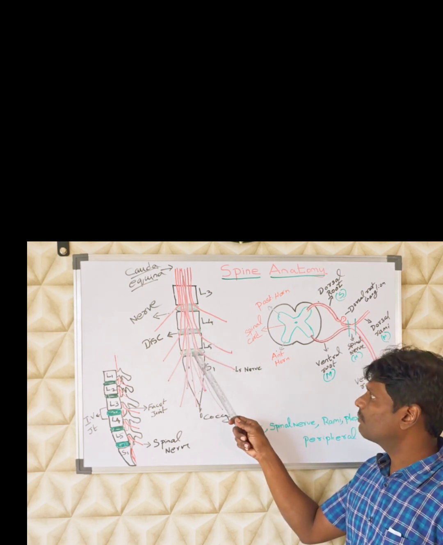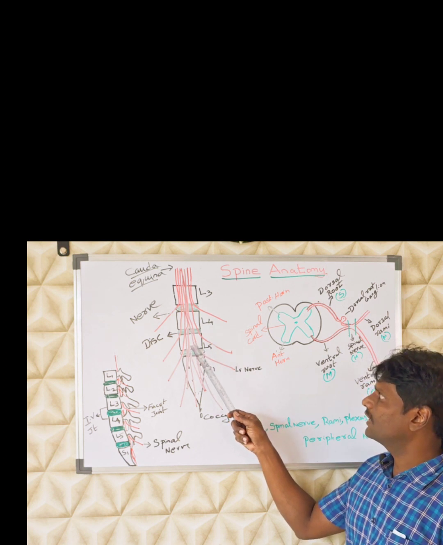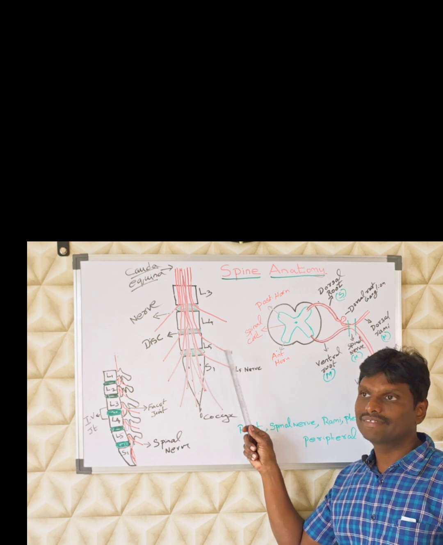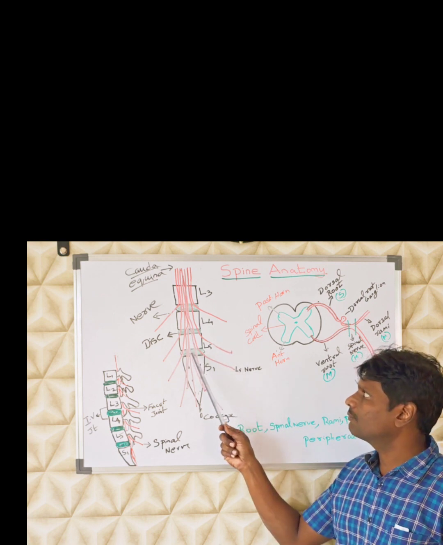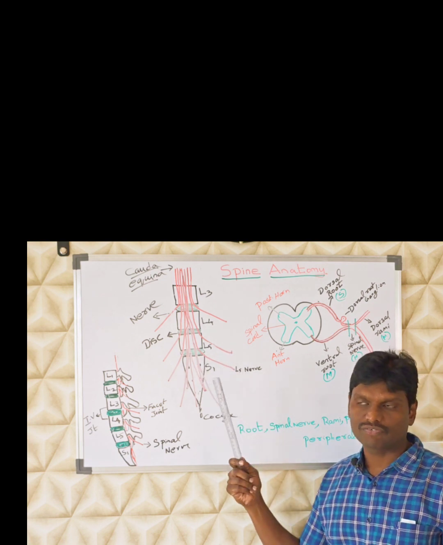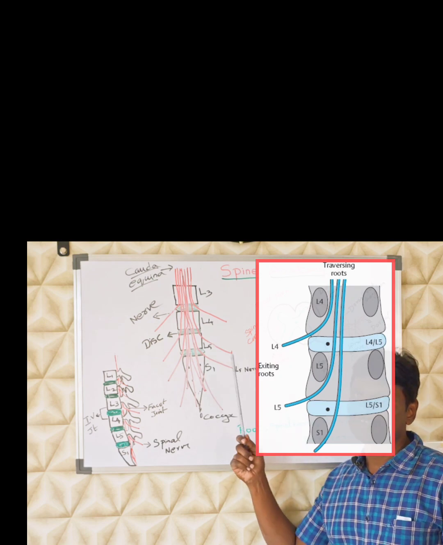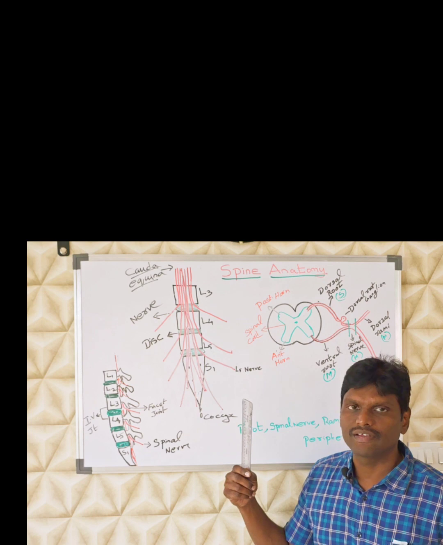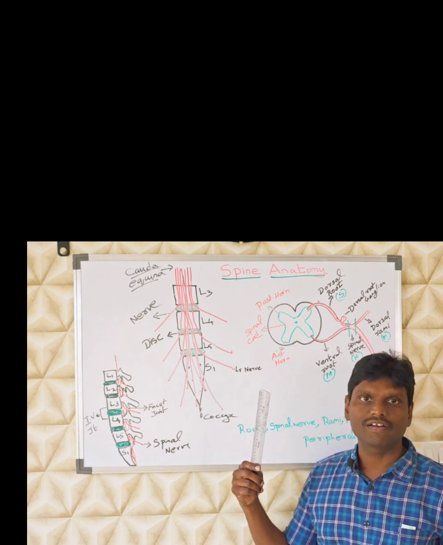So when someone has a compression of the disc at L5 S1 level, it can compress either the exiting L5 nerve, or it can compress the transversing S1 nerve. So that's why mostly in L5 S1 disc bulge, people will have pain in the thigh, in the calf, or in the foot level.